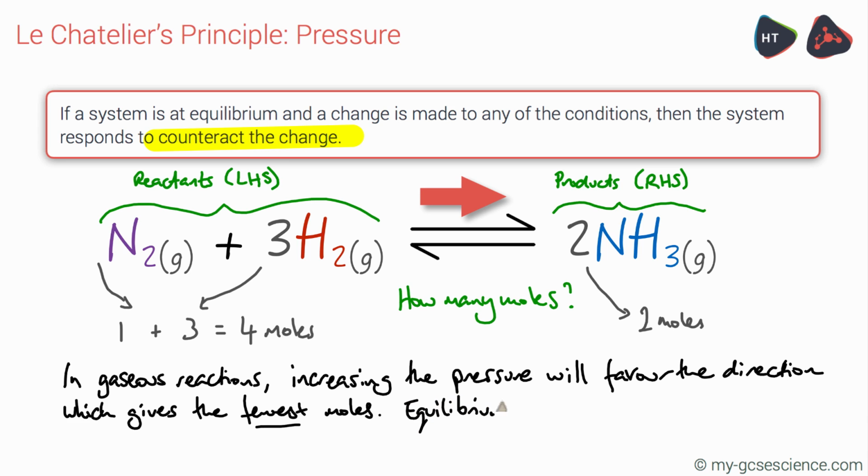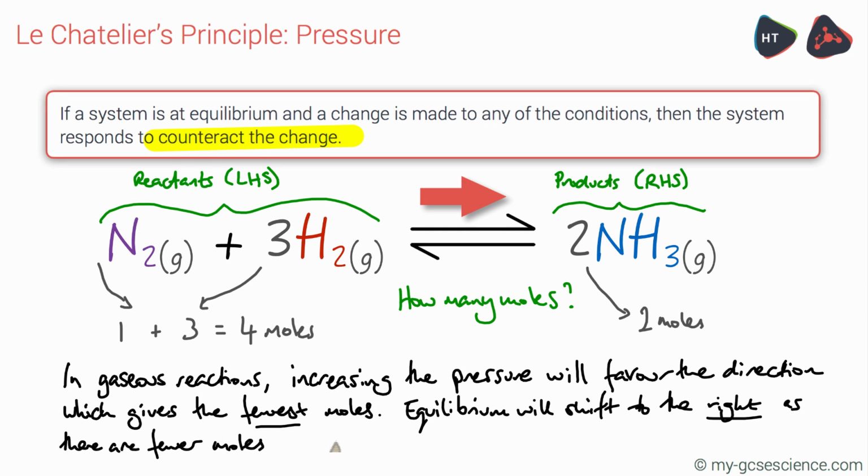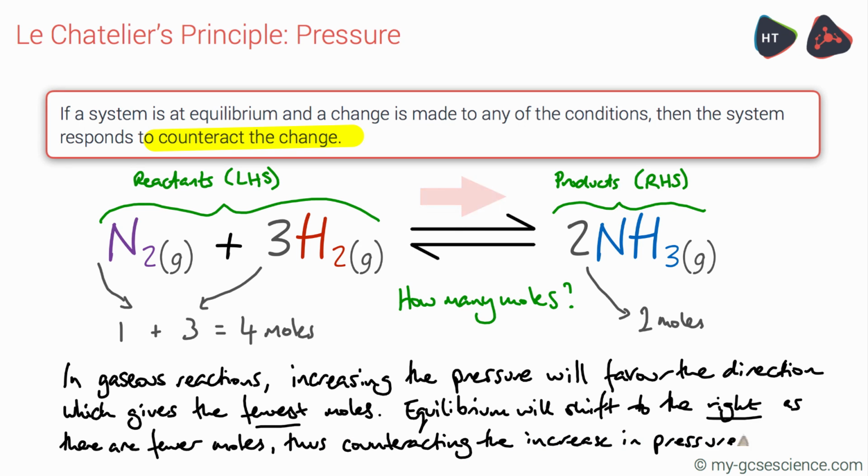This means that the equilibrium will shift towards the right and will produce more of the NH3 or ammonia gas, using up more of the nitrogen and hydrogen. This in turn will reduce the pressure in the system, therefore meeting Le Chatelier's principle. Of course, the opposite will happen if we want to decrease the pressure. Decreasing the pressure will mean that the reaction counteracts the change to increase the pressure again, thus favouring the backwards reaction, making more of the reactants and leaving behind less of the products.